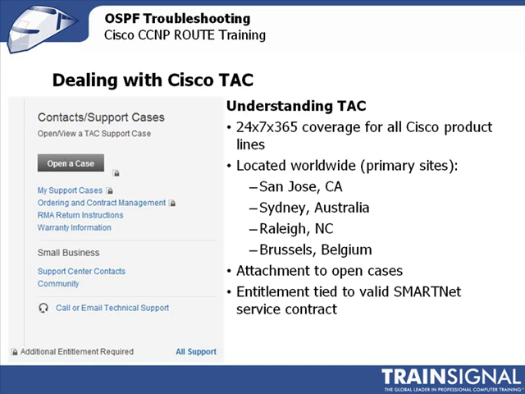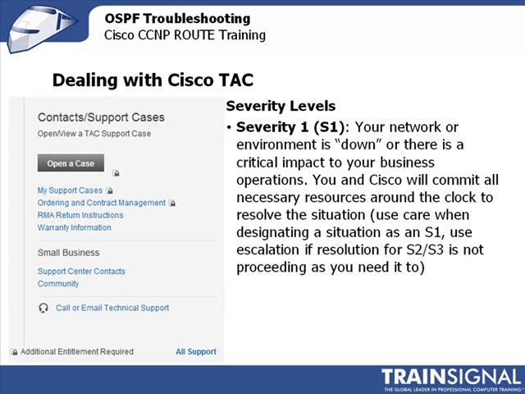Now you may recall from our previous discussions, TAC gives you 24 by 7 by 365 coverage for whatever Cisco products you own, provided you have a valid service contract. The centers are located worldwide. There are a number of them, but the primary sites are in San Jose, which is no surprise because that's where Cisco's based, Sydney, Australia, which I've had great experiences with in TAC cases, love those guys, Raleigh, North Carolina on the East Coast, and then Brussels, Belgium. You must have a valid SmartNet service contract to open a TAC case.